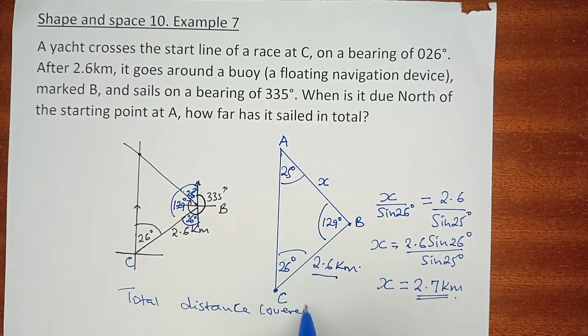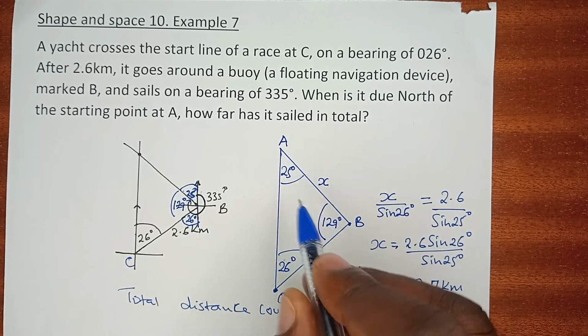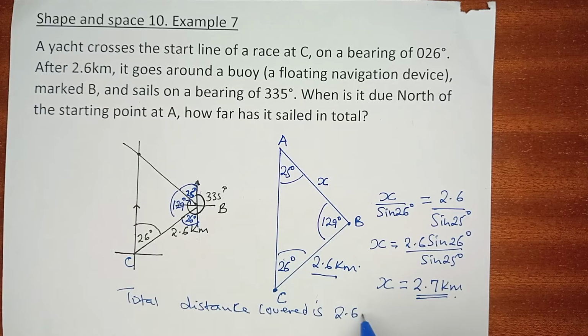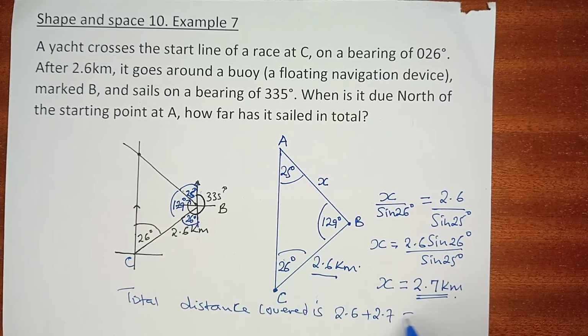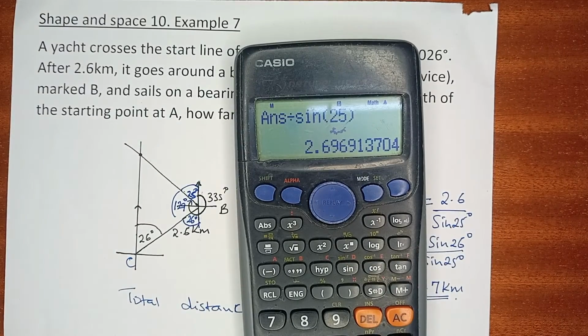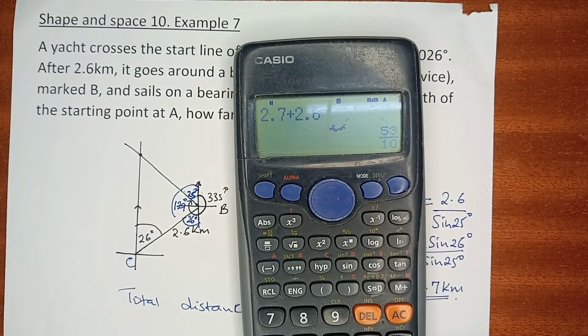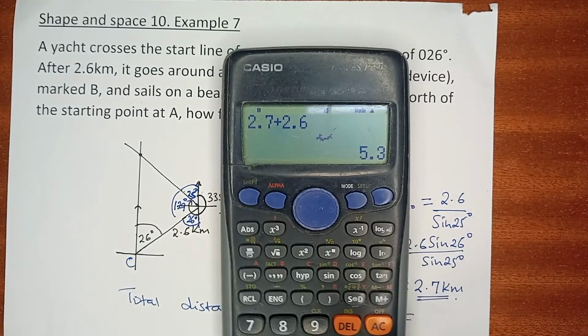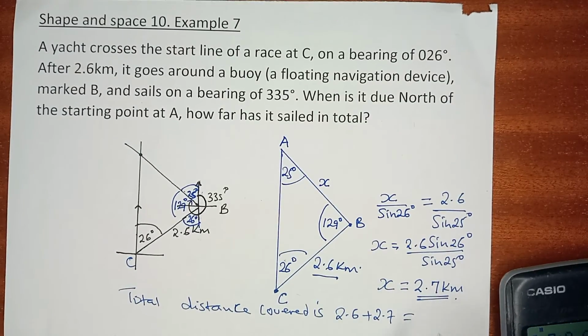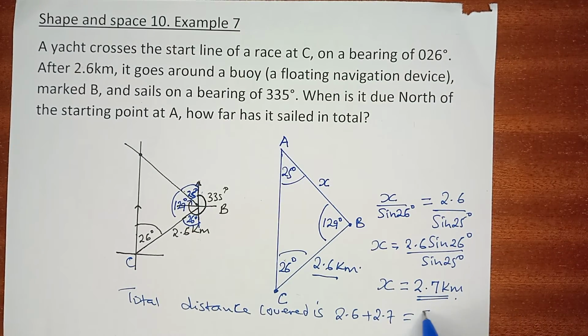If X is 2.7 kilometers, then the total distance covered is 2.6 plus 2.7, which is 5.3 kilometers, to 1 decimal place. And that is just it.